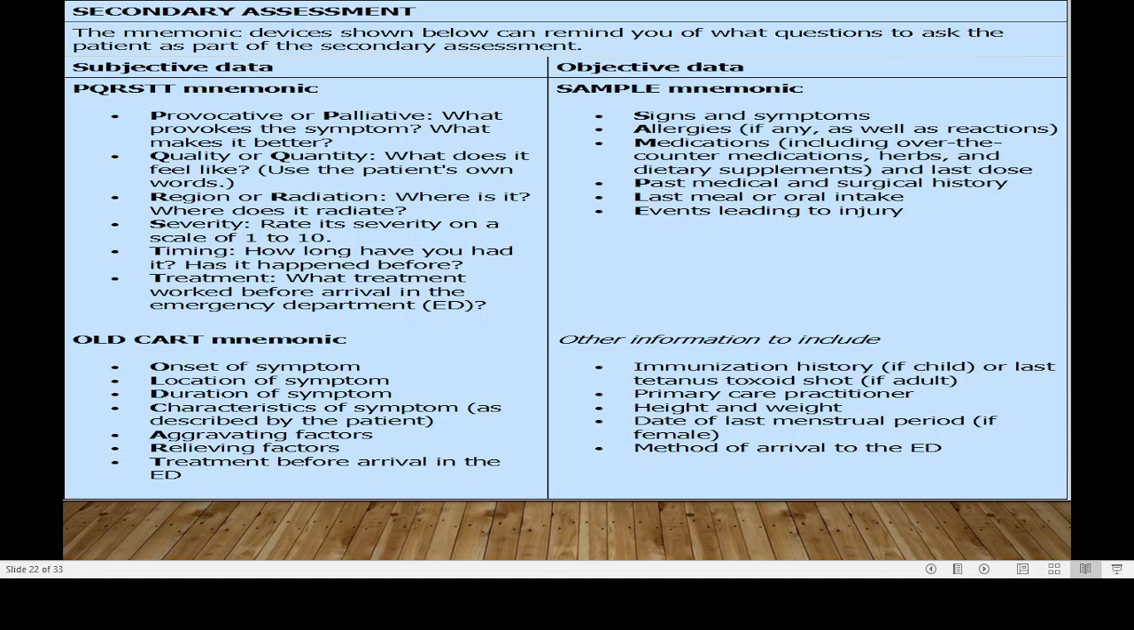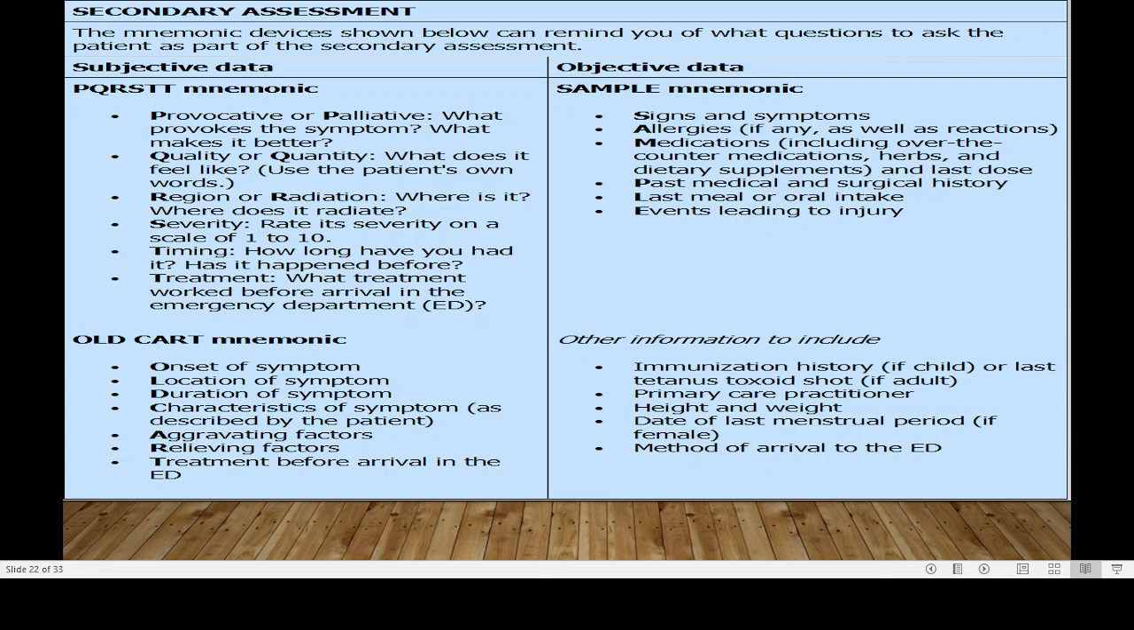R is for region or radiation. Where is it? Where does it radiate? S is for severity. You rate its severity on a scale of 1 to 10, where 1 is the lowest and 10 is the highest possible pain. T is for timing. How long have you had it? Has it happened before? Lastly, treatment. What treatment worked before the arrival in the emergency department? You need to find out.